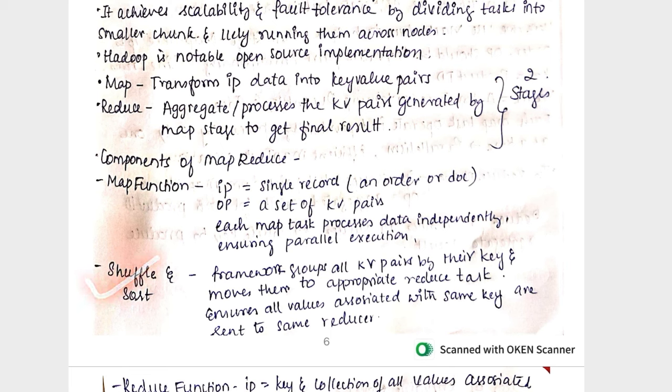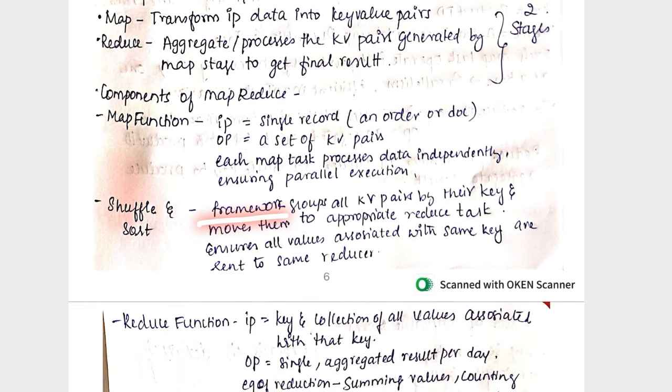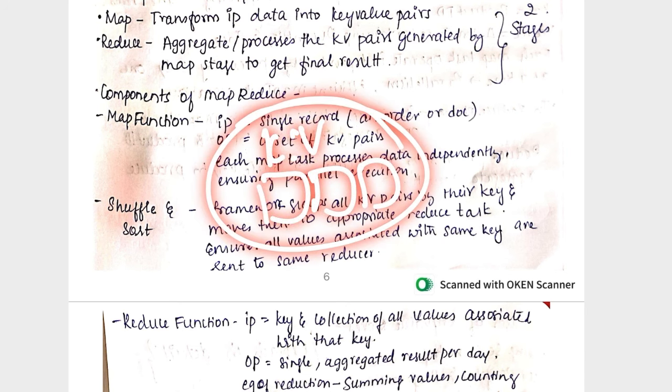Next we have shuffle or sort. In shuffle or sort, the framework groups all key value pairs by their key and moves them to the proper reduce task. Here it will ensure that all values which are associated with the same key are sent to the same reducer. So all the key value pairs which have the same key are clubbed together, or they are shuffled and sorted together.